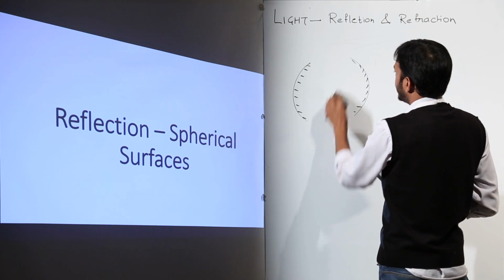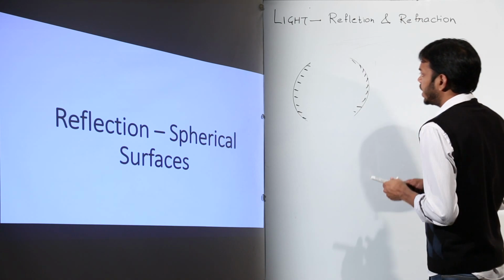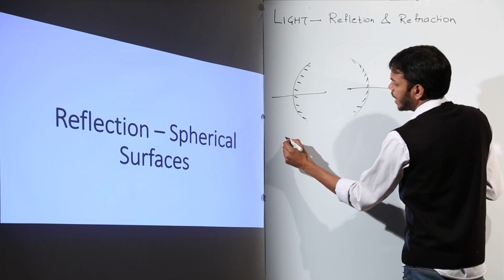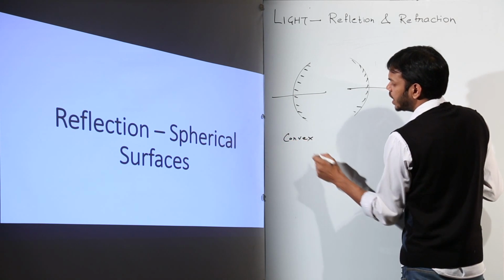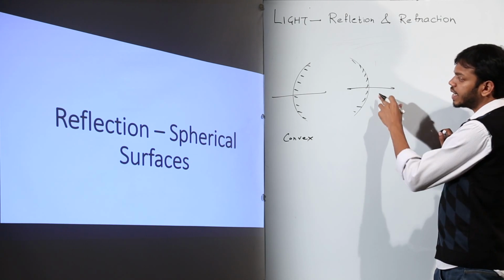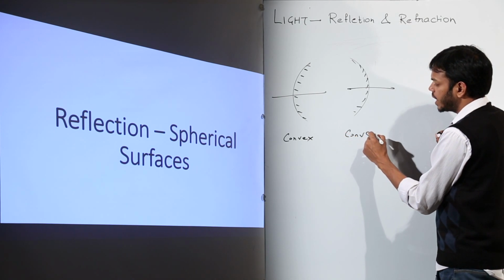So you are left with this surface and this surface. These two surfaces are called spherical mirrors. What is this mirror? This type is called convex mirror. This type is called what? Is this a concave mirror? No, this is also a convex mirror.